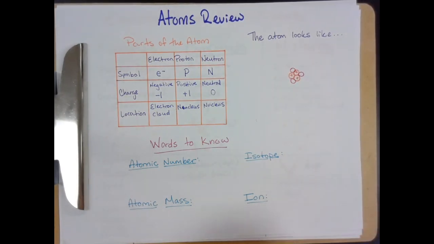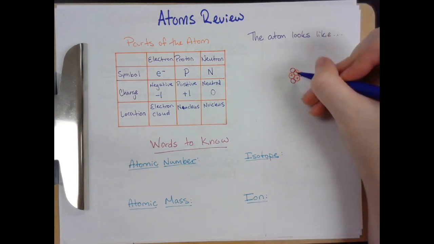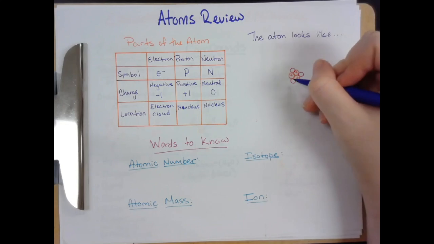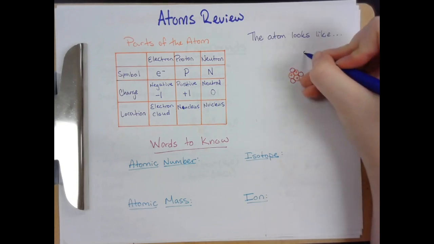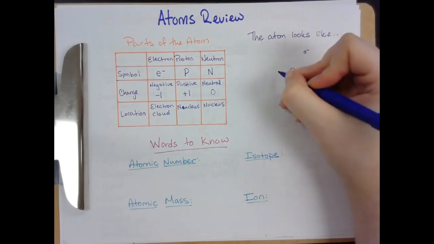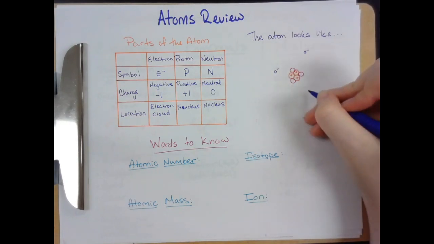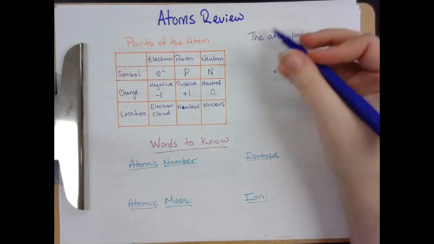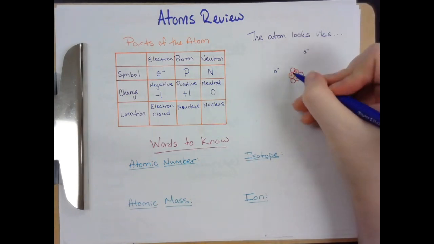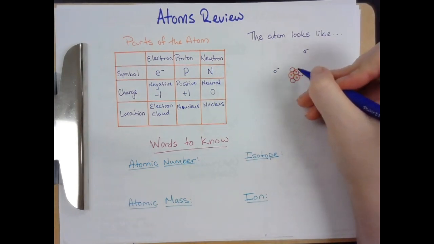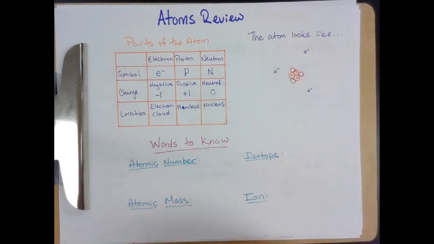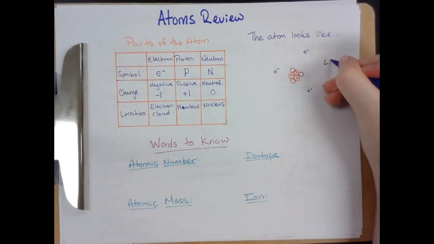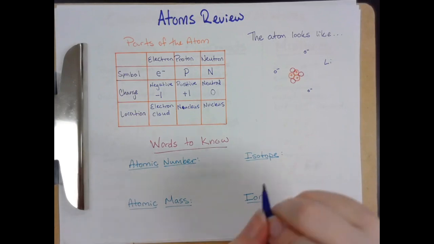To balance out those protons, those positive charges, I need an equal number of negative charges, so an equal number of electrons. So I've got 1 electron, 2 electrons, 3 electrons around the nucleus. So that's my atom. I've got 3 protons, 3 neutrons, and 3 electrons. And this one is lithium, Li.